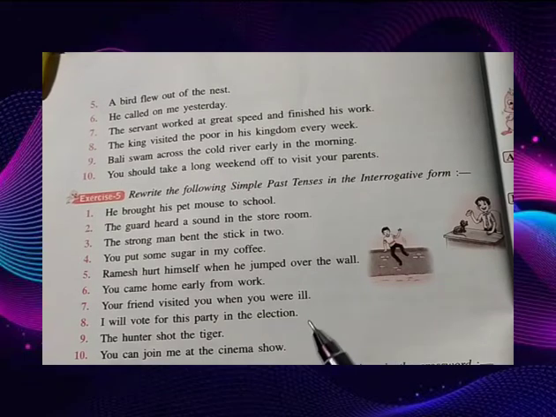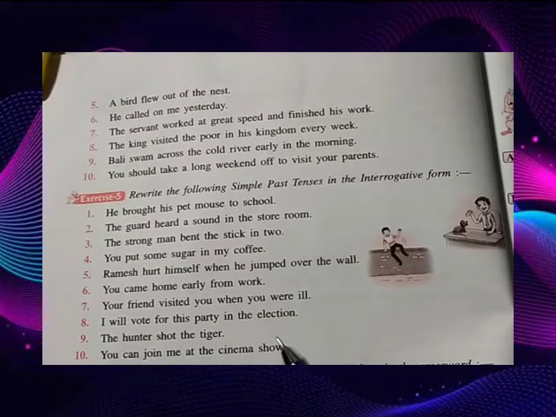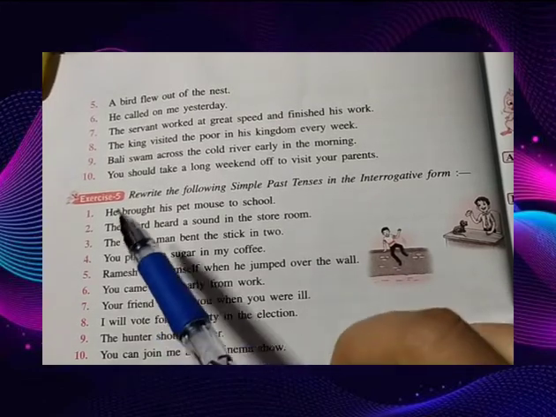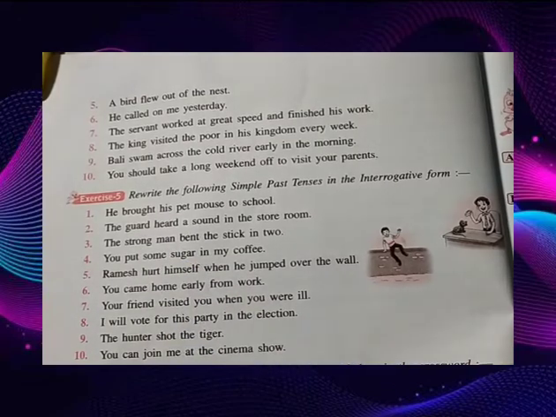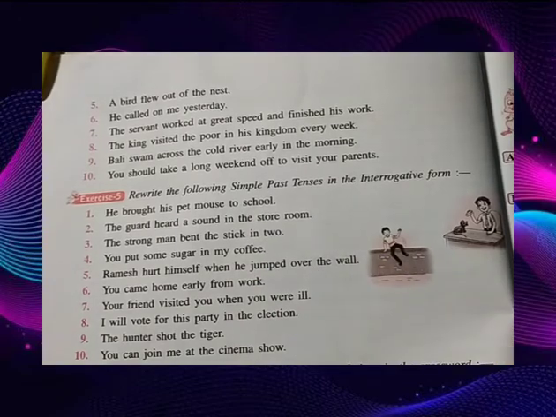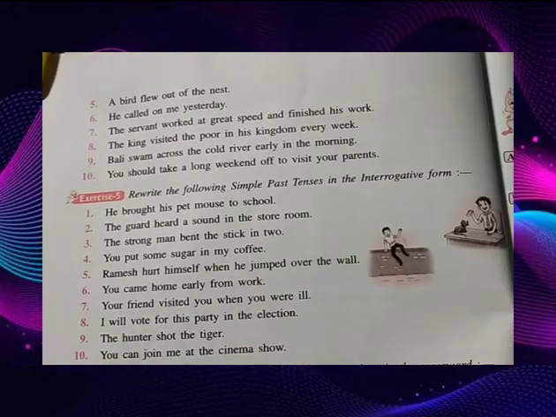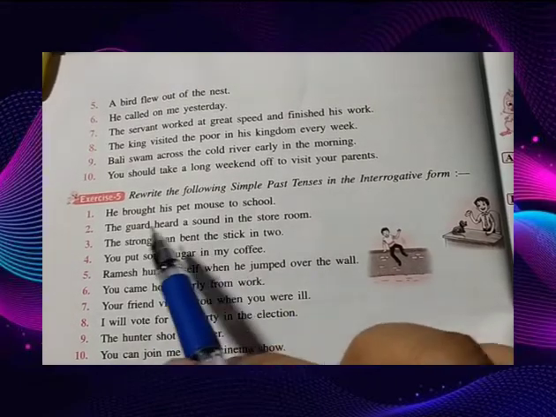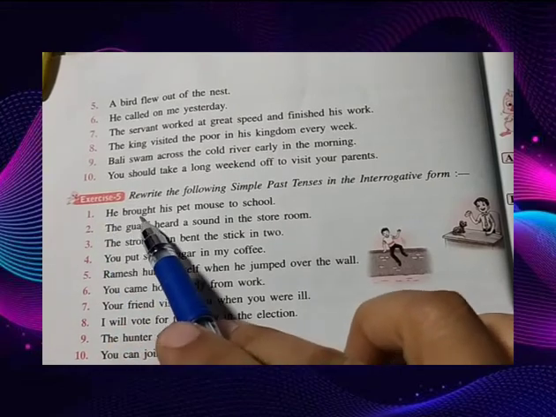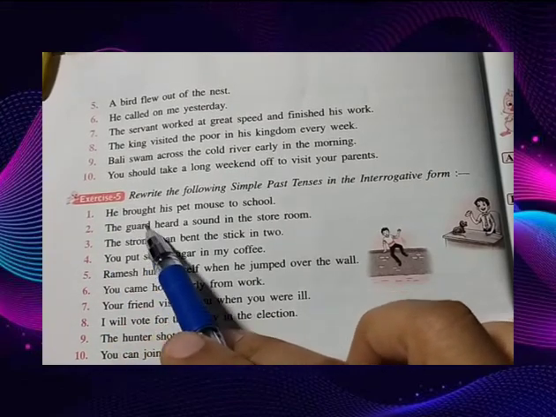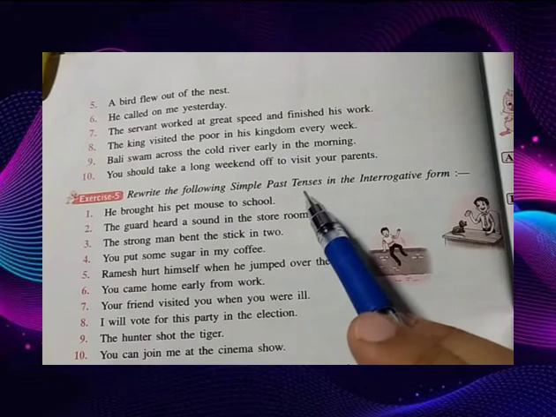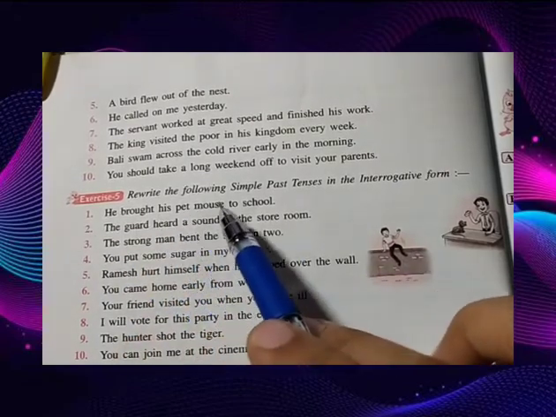As I have told you, the pattern is did plus subject plus first form of the verb plus question mark. So first sentence, he brought his pet mouse to school. As I've told you, we will add did. Then what is the subject here? He. So did he. Then first form of the verb, that is brought, will change into bring. So did he bring? The rest of the sentence will remain the same. Did he bring his pet mouse to school?